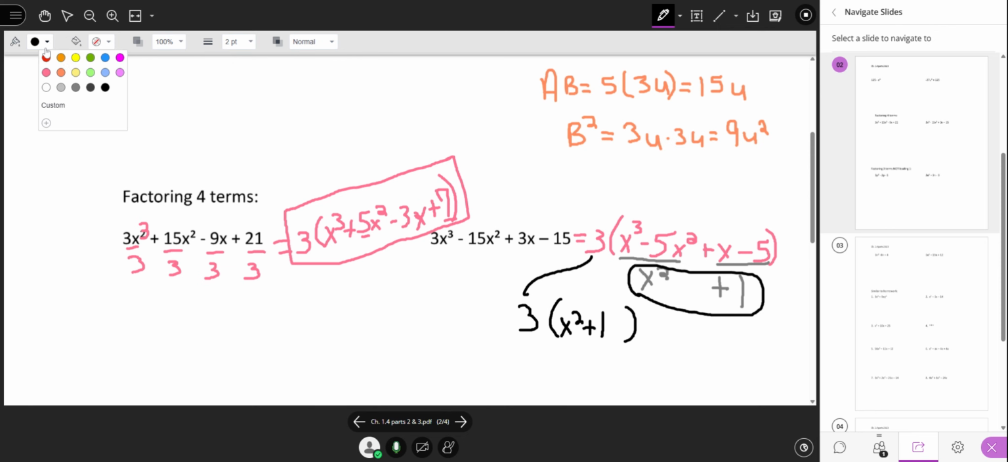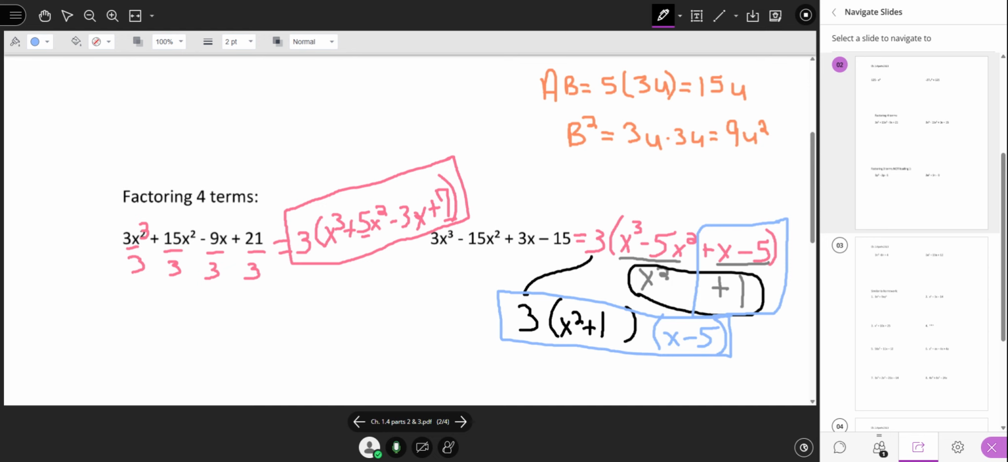Now, the GCF of the second set is the second part. Stuff divided by 1 is stuff. And that is your answer.